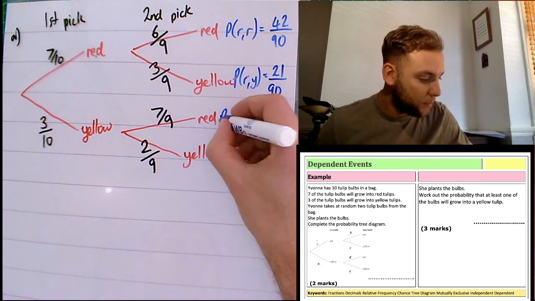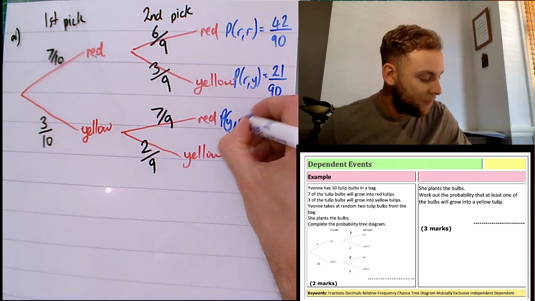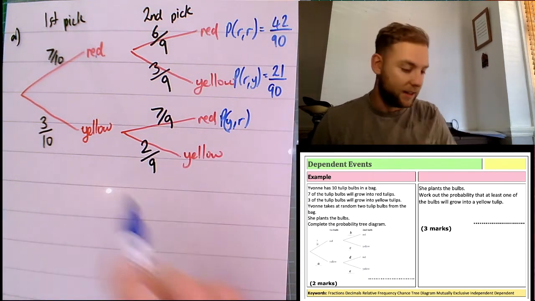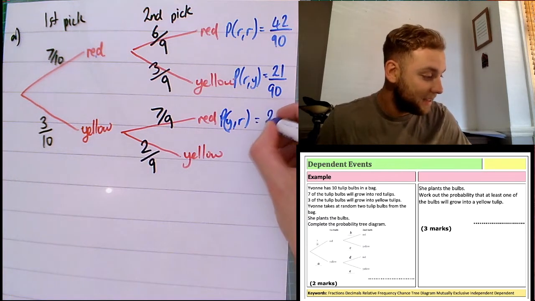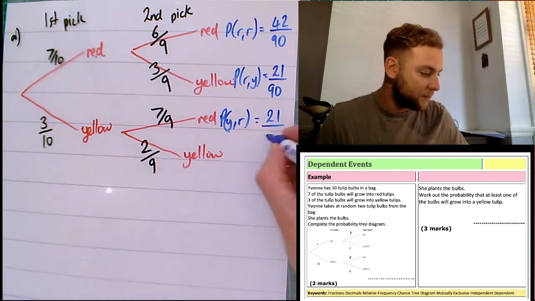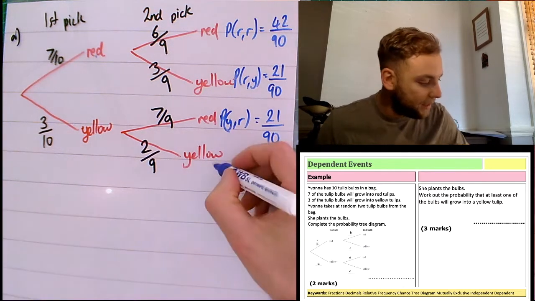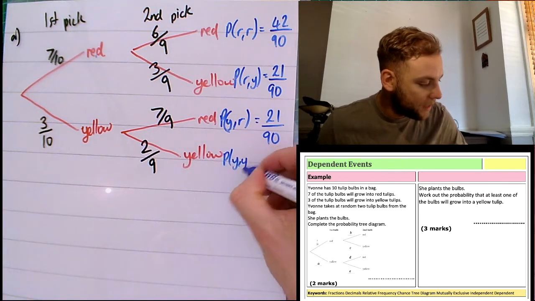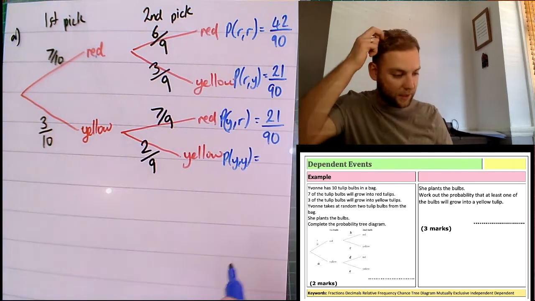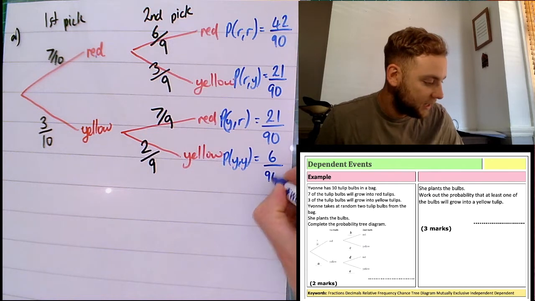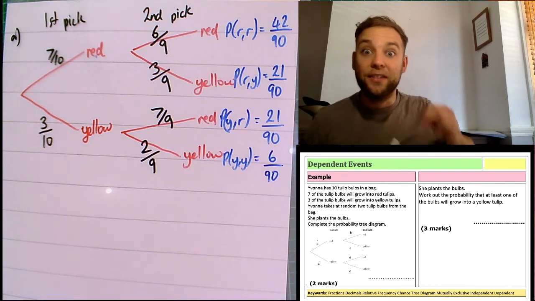Well, that's probability of yellow and then red. Well, yellow's 3 out of 10 times by red, which is 7 out of 9. So 3 times by 7 again is equal to 21. And then 10 times by 9 is equal to 90. Brilliant. And then what's the probability of picking yellow and then yellow? Well, yellow is going to be 3 times by 2, which is 6, over 10 times 9, which is equal to 90. So how can I check that all of these are right?